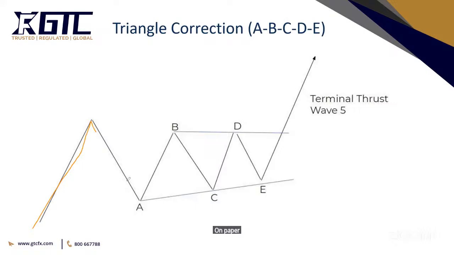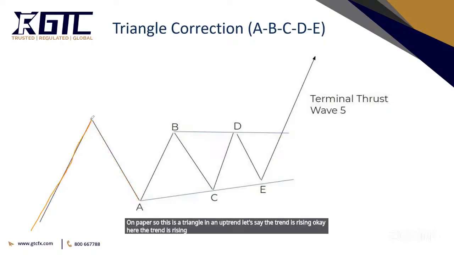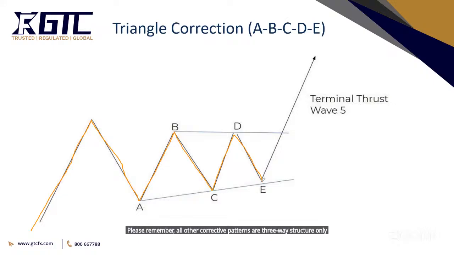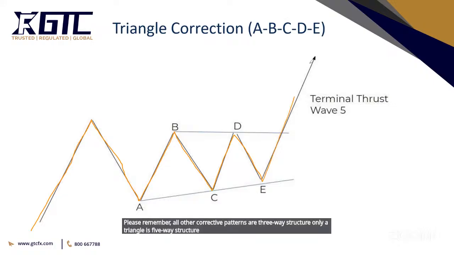So this is a triangle. In an uptrend, let's say the trend is rising, okay? Here the trend is rising. So a triangle is a five-wave structure. This is A, B, C, D, and E. It's a five-wave structure. Please remember, all other corrective patterns are three-wave structure. Only a triangle is five-wave structure, which is labeled as A, B, C, D, E.